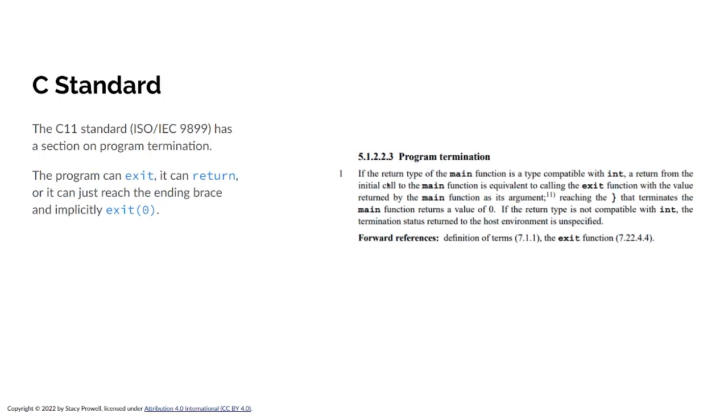On program termination, the return type of the main function is a type compatible with int. A return from the initial call to the main function is equivalent to calling exit with the value returned by the main function as its argument. Or reaching the closing curly bracket terminates the main function and returns a value of 0. That's in the standard. So if you write your code and it complains and says, hey, you didn't return a value, you need to return a value at the end of your main function. No, the standard says you don't. It says by implicitly returning 0, you have done that. So, you know what? Compiler writers should read the standard.